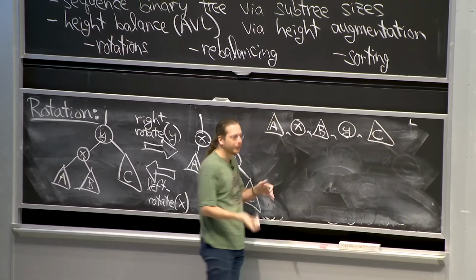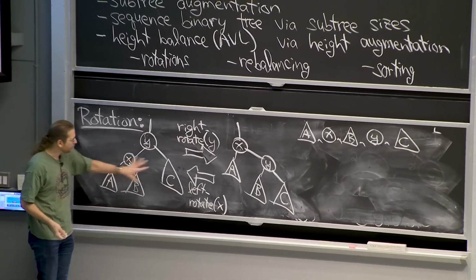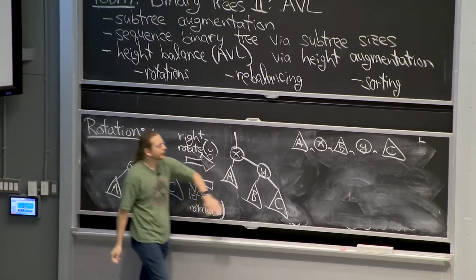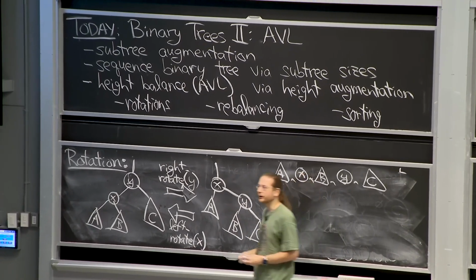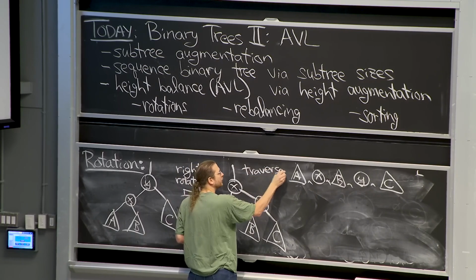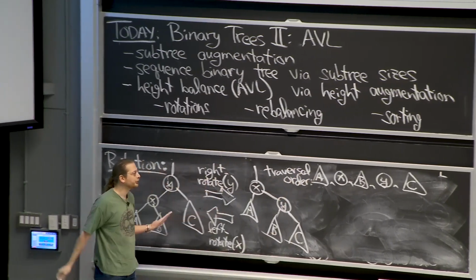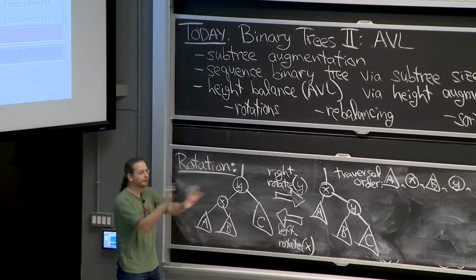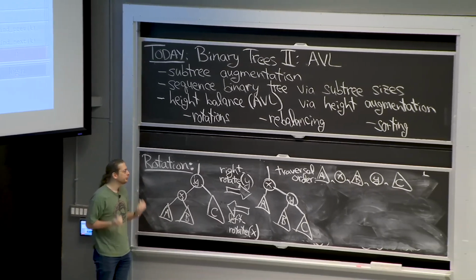Where when I write a triangle, I mean recursively the traversal order of all the things in the triangle. So if you just apply the traversal order algorithm here versus here, you get the same output, which means these operations preserve traversal order. Great. So this is a thing that we can do in a tree that won't affect any of the stuff we've done so far. It's a tool that we can use to rebalance.